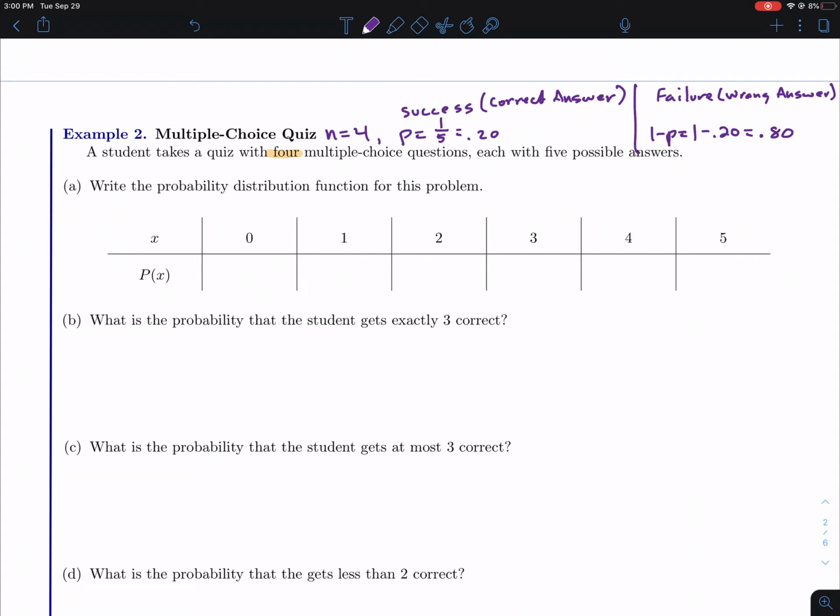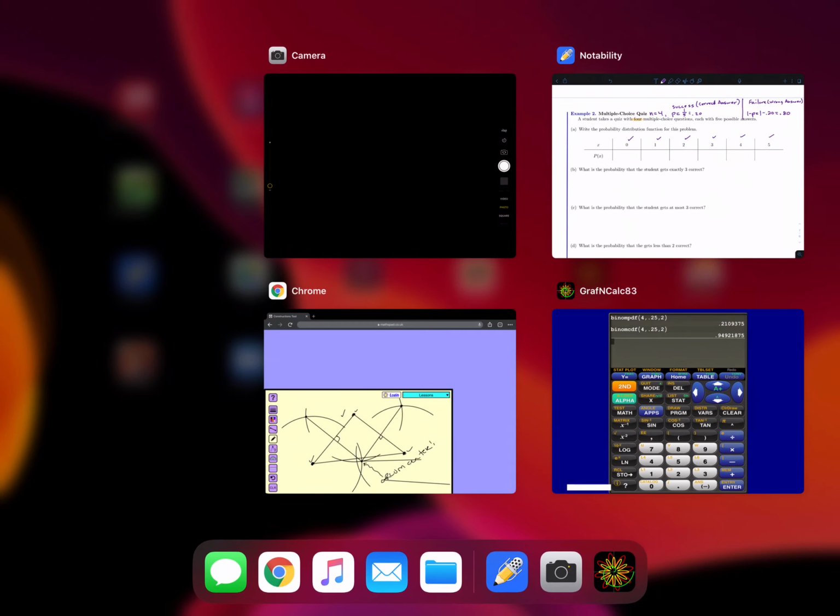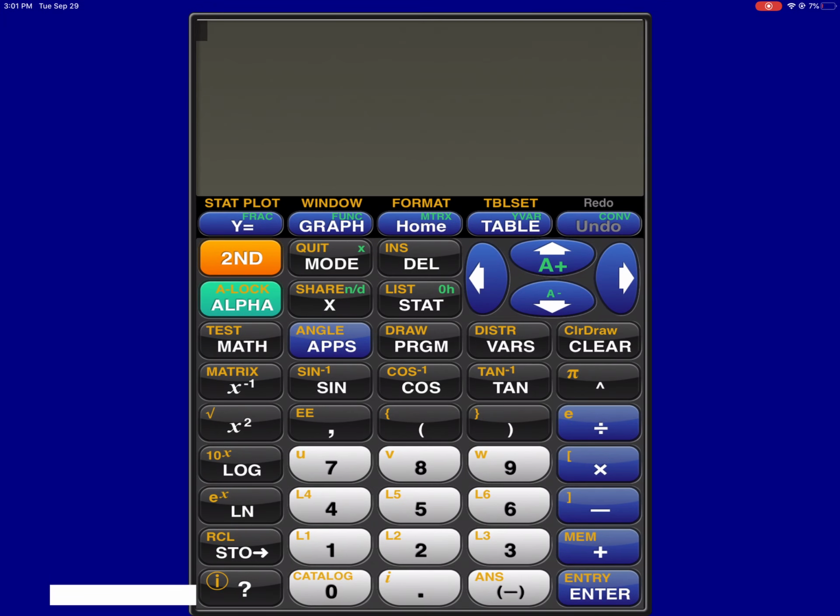So what I want to do is remember that n equals 4, my p is 0.20, and I'm going to go through and change out the x's each and every time. So I'm going to calculate x equals 0, x equals 1, 2, 3, 4, 5, using binomial PDF to fill out this chart. So let me flip over to the calculator real quick. And so clear this out.